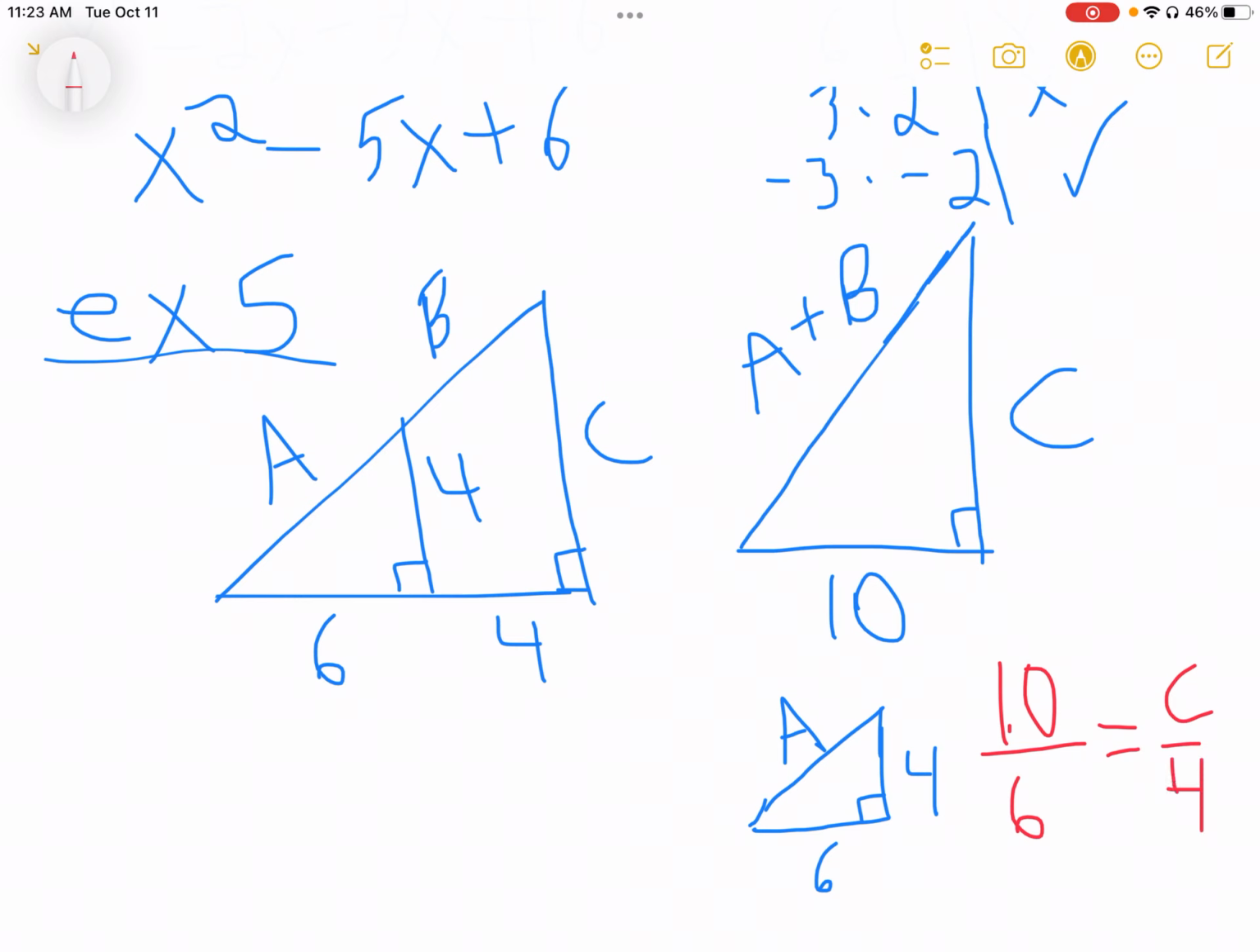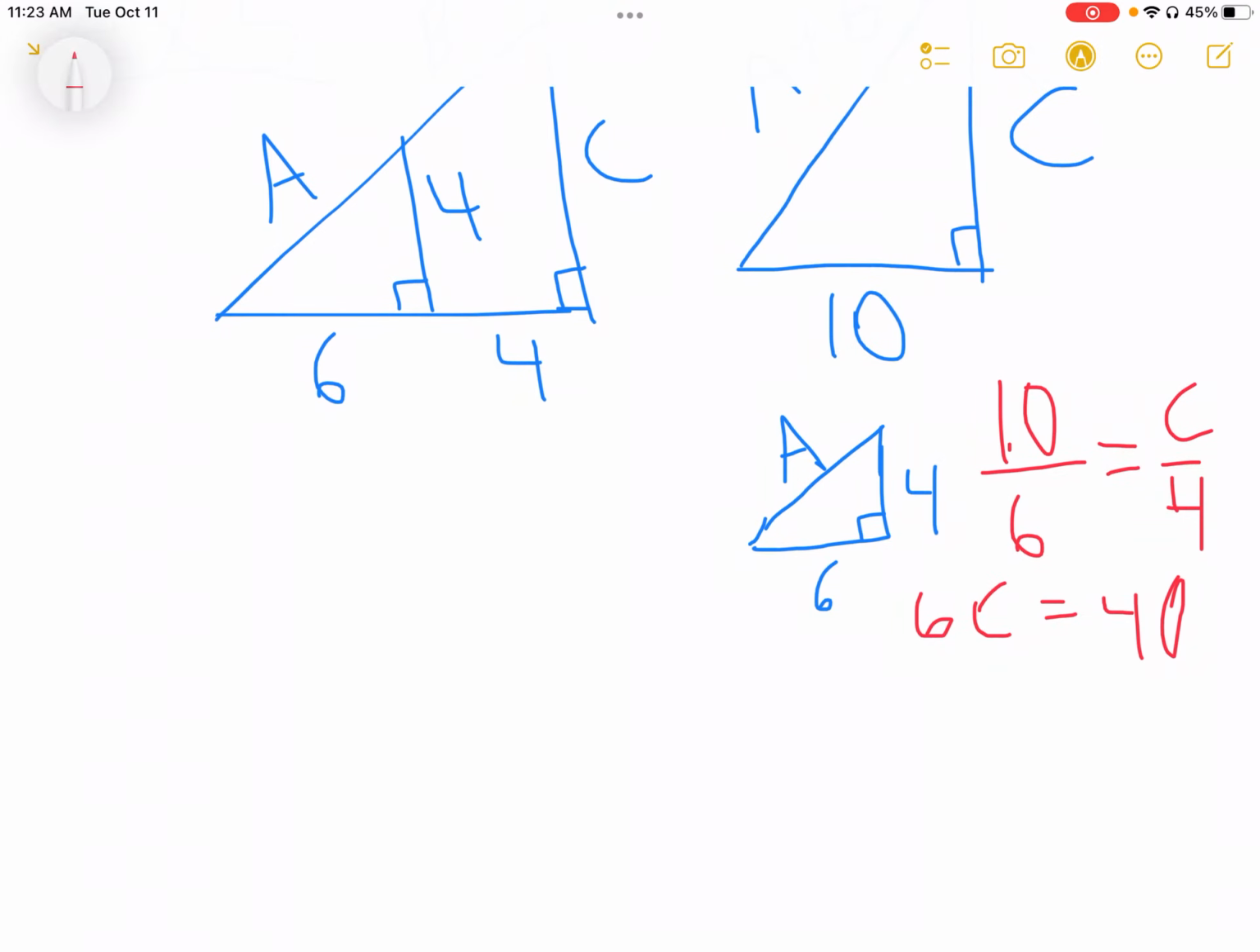That works. So if I say that right there, then I can cross multiply. So I can say 6C is equal to 40. Okay, so 6C is 40. So then to finish this up, I can divide both sides by 6, and then my C is equal to, well, I can just reduce this real quick, right? And I say 20 over 3. Okay, so that's my C.